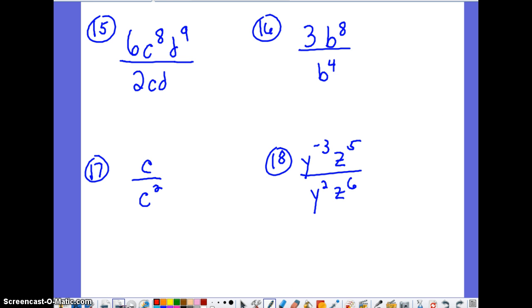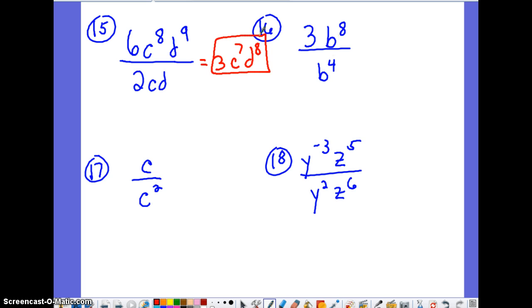Number 15, same idea. Here we have a 6 and a 2. You can divide. Remember, you divide the top and the bottom. 6 divided by 2 is 3. All right, and now I have to combine my c's and my d's. Here I'm going to be subtracting since it has the division bar. So where do I have more c's? On top. How many more? 7. So c to the 7th on top. Do the same idea with the d's. I have more d's on top. There are 8 more, so that's d to the 8th. So that's my final answer for number 15.